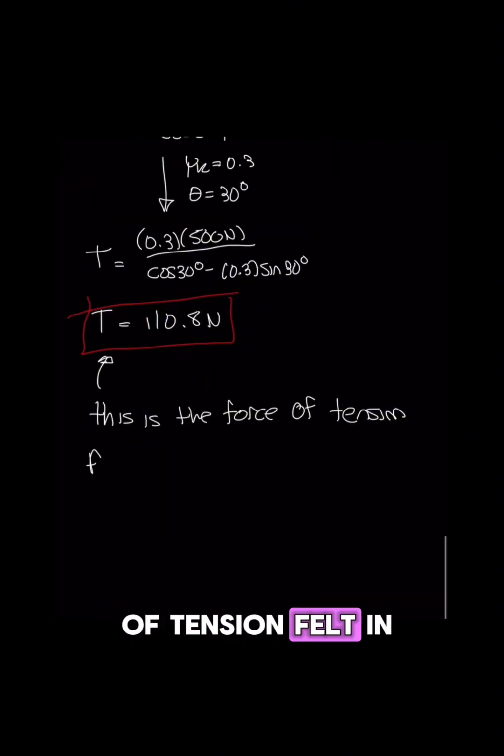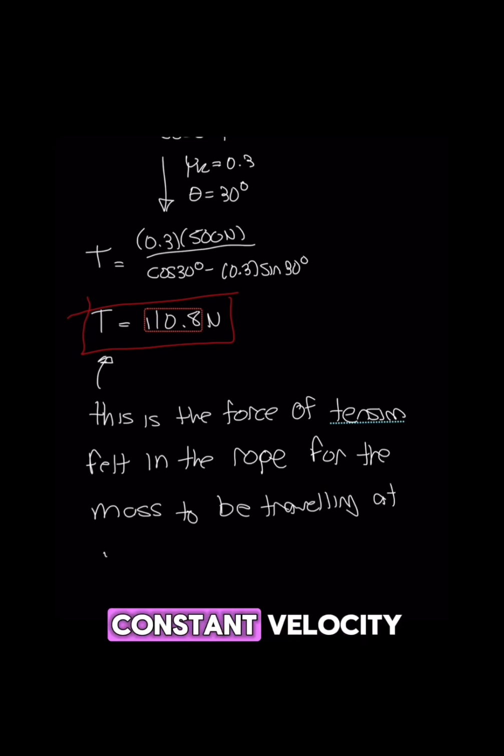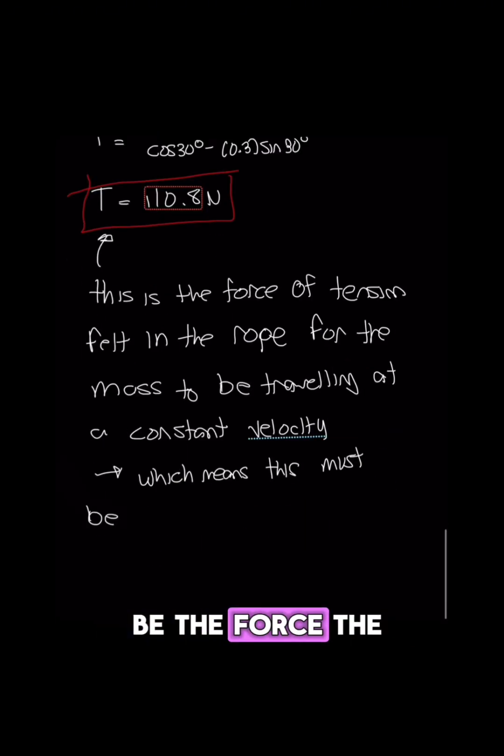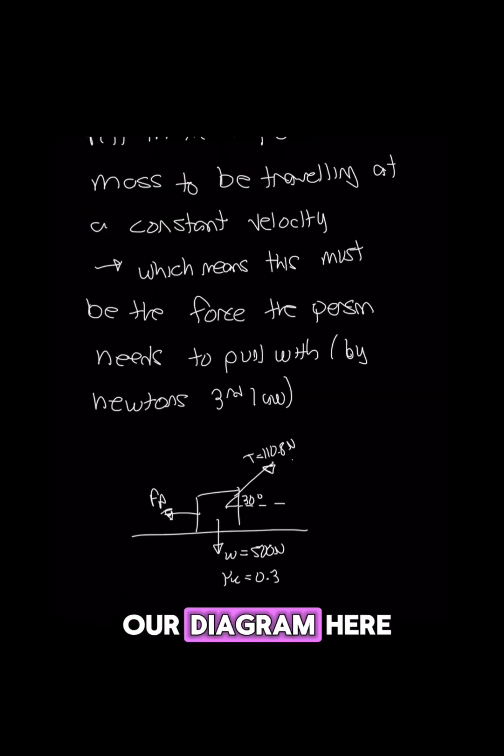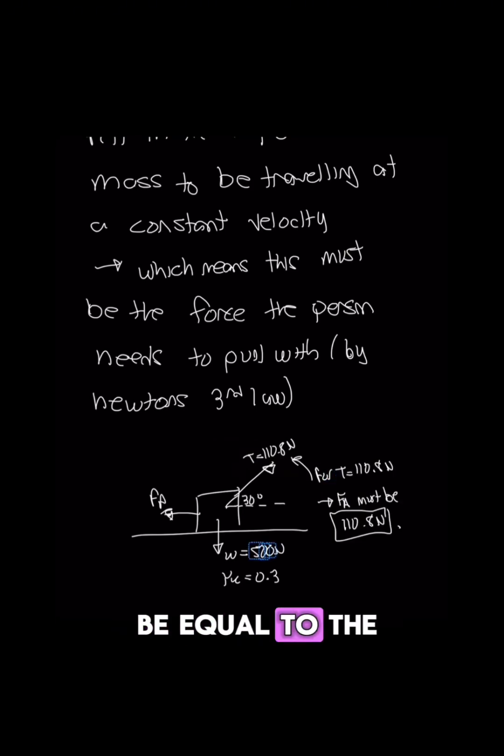This is the force of tension felt in the rope for the mass to be traveling at a constant velocity, which means it must be the force the person needs to pull with. If we look at our diagram here, the force felt in the rope is going to be equal to the force applied.